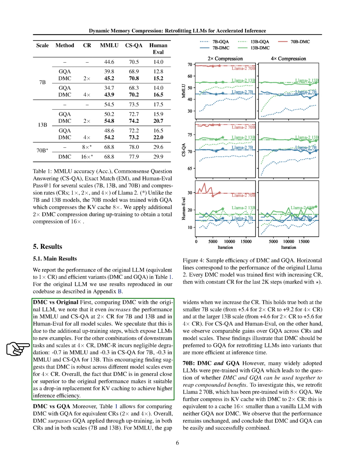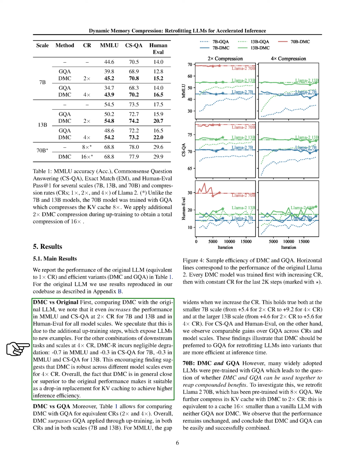When comparing DMC with the original LLM, we find that DMC improves performance in tasks like factuality and common sense reasoning at twice the capacity for model sizes 7B and 13B. It also performs well in HumanEval for all model scales. DMC shows consistent performance across different tasks and model scales, even at 4 times the capacity. This suggests that DMC is a reliable option for improving inference efficiency.